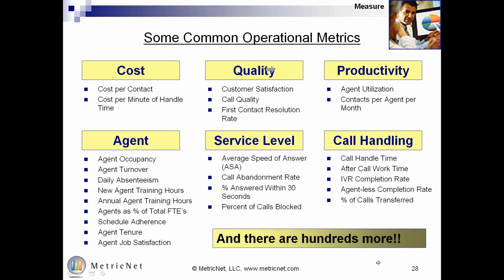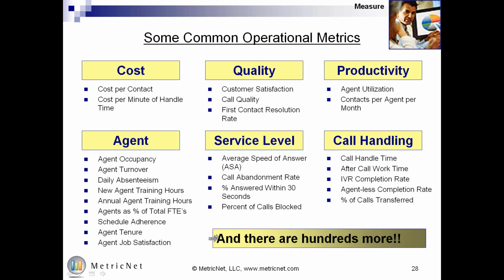This is page 28. There's about 30 KPIs listed here. We've organized them into 6 categories, including cost metrics, quality metrics, productivity metrics, agent metrics, service level metrics, and call handling metrics. Now, there are literally hundreds more. I don't want to leave you with the impression that this is an all-inclusive list of operational metrics for the call center. It's not. It's not even close.